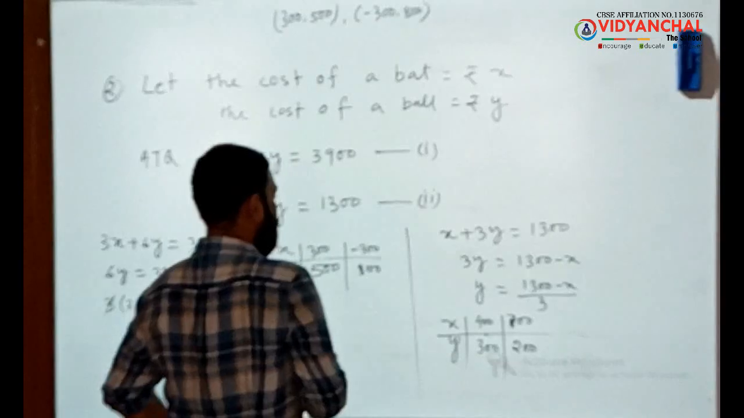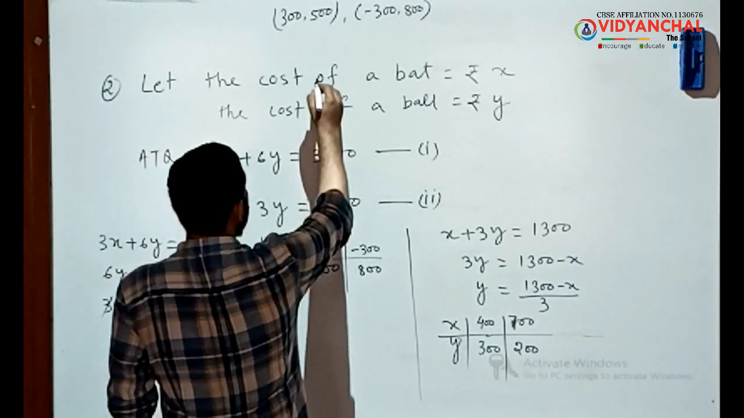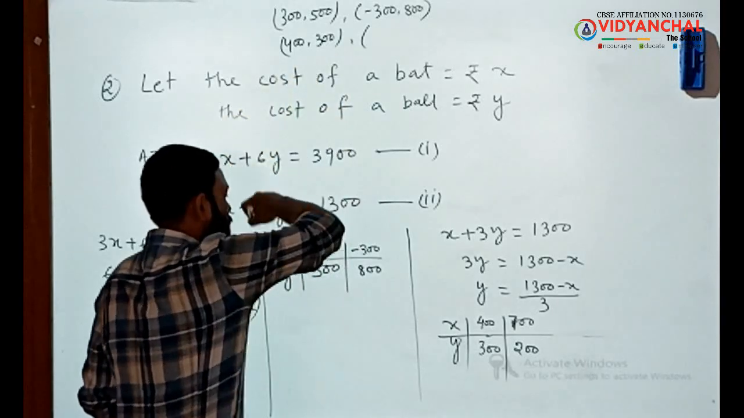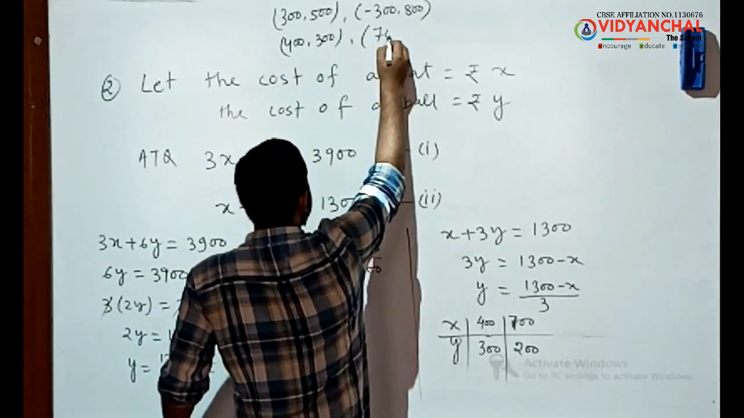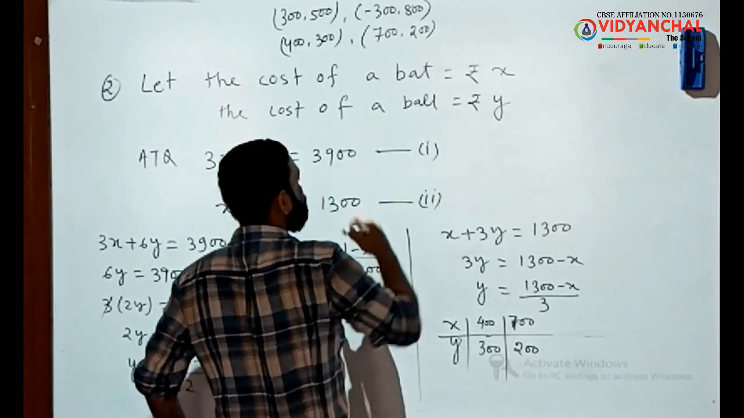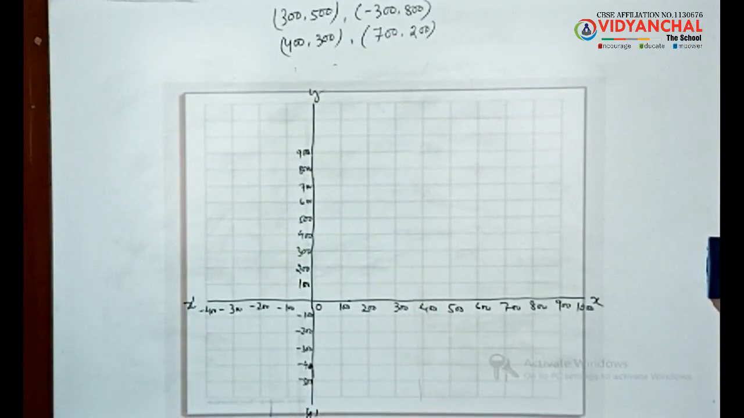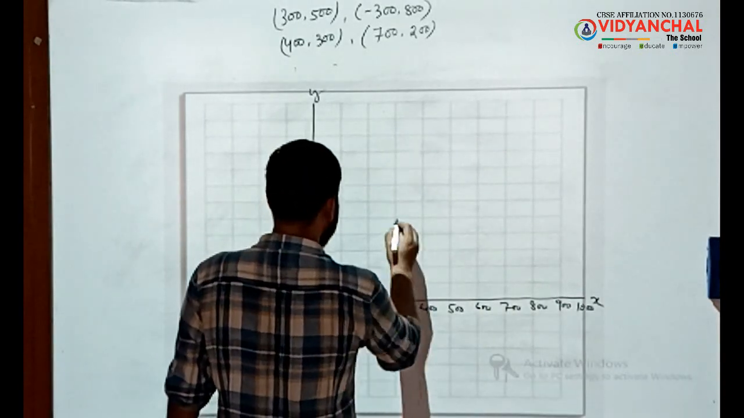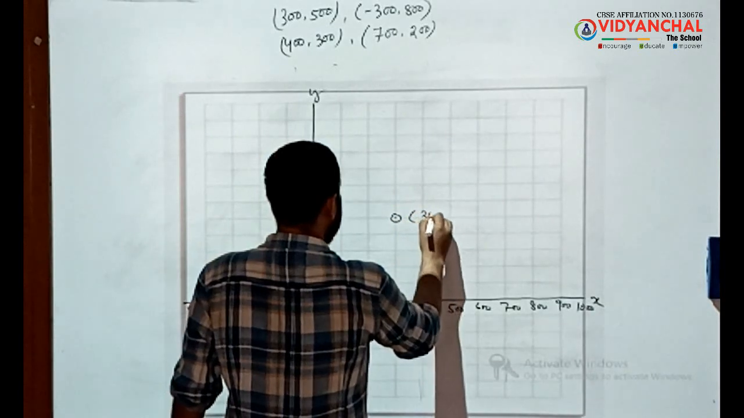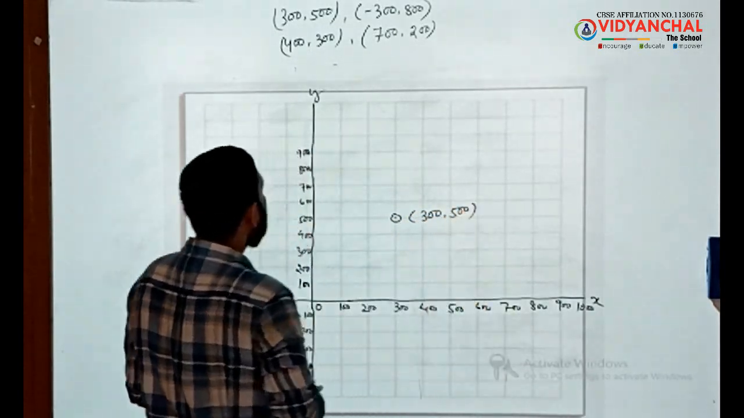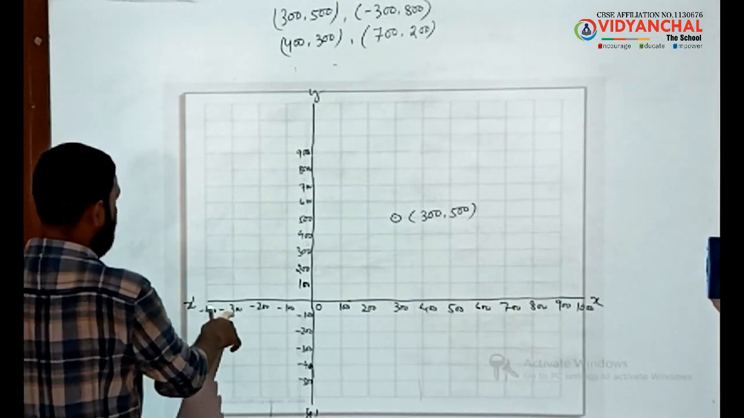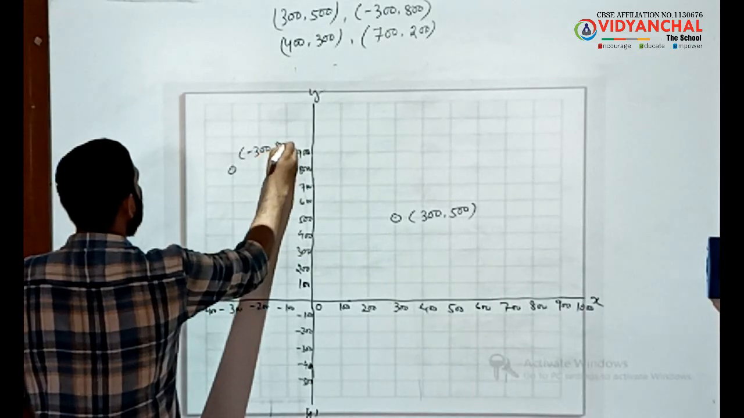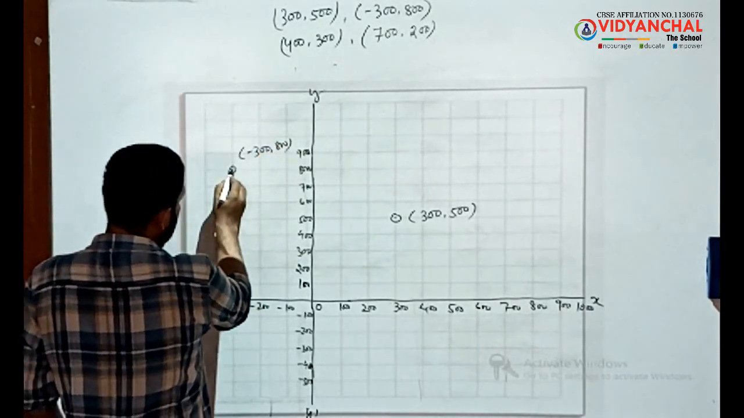So here also we have got sets of coordinates: 400, 300 and 700, 200. Now we have coordinates for the first equation: 300, 500. This is the point 300, 500 and minus 300, 800. This is the point minus 300, 800. Now we'll join those points.